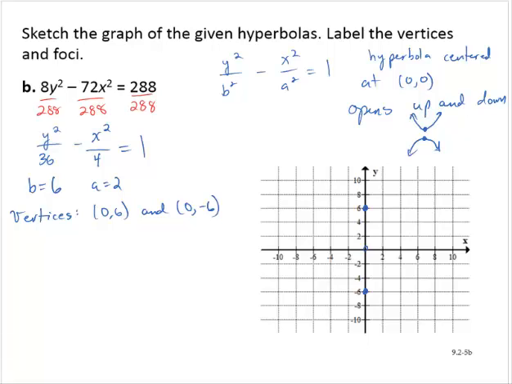Let me draw the fundamental rectangle. From the center, go left 2 units, open point. From the center, go right 2 units, open point. Draw the rectangle. Use the rectangle to draw diagonals that are the asymptotes of the curves. Actually, curve. It's a single curve with 2 branches.